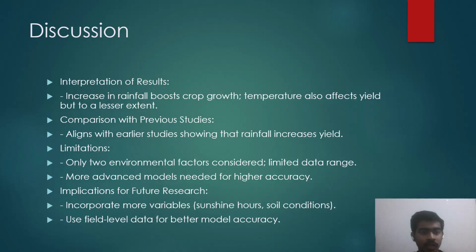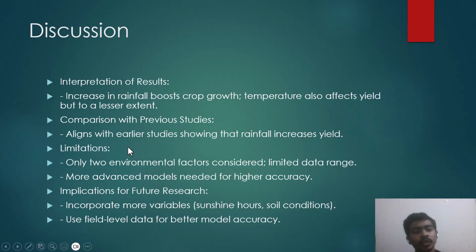Here we have the last discussion. If we interpret the results, we can say that an increase of rainfall boosts crop growth. Temperature also affects yield, but to a lesser extent. Then we have comparison with previous studies, which align with earlier studies showing that rainfall increases yield. Then we had some limitations.